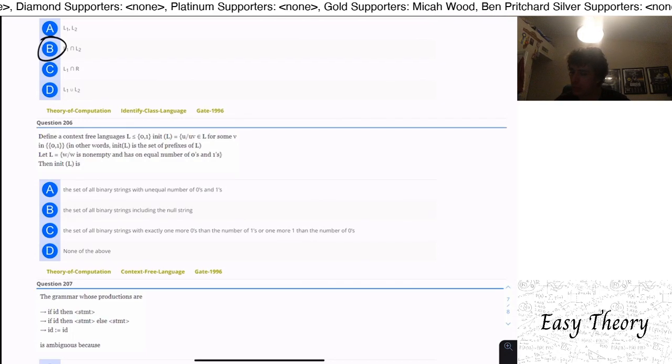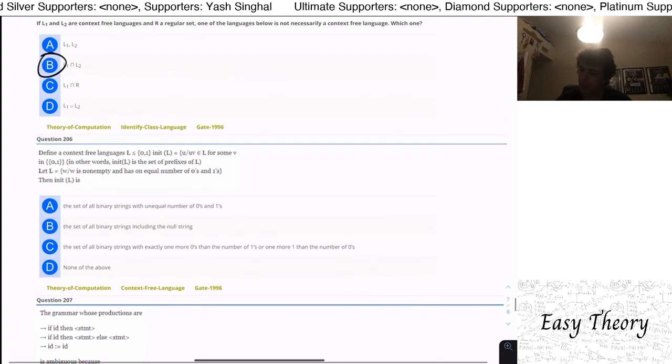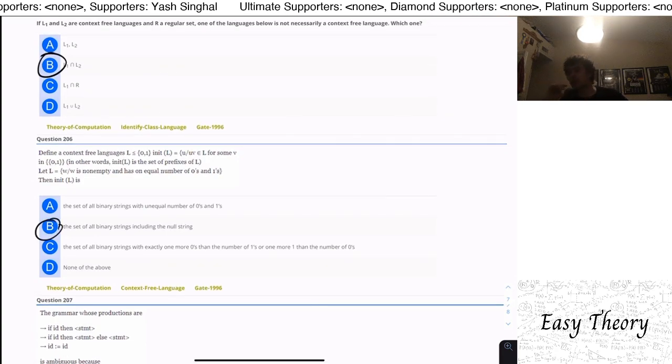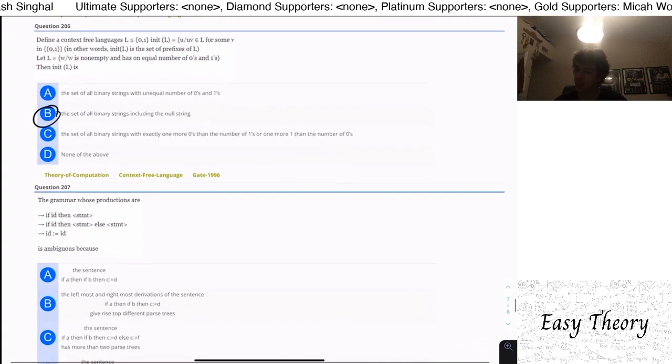Define a context-free language, set of prefixes, and L has an equal number of zeros and ones. I don't think we can. Then the prefixes can be anything. Yeah, it can be anything. So it must be B here, because you could have an equal number of zeros and ones at the front, and it could be anything at the front.